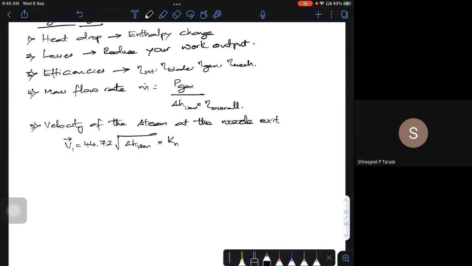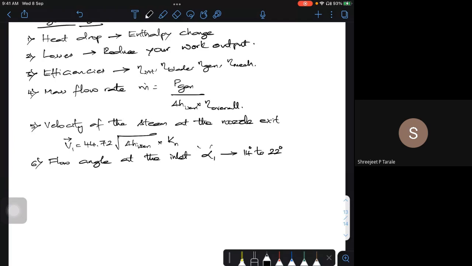Then, when you're designing it, your flow angle at the inlet. Usually it is alpha 1. So this has to be fixed actually. You can't have any number. This number has to be between 14 and 22 degrees. You can't have 25 degrees, because if the angle is more, the jet gets deflected.